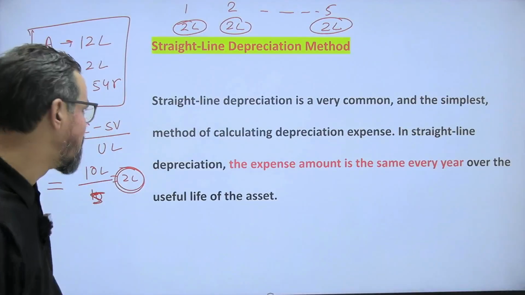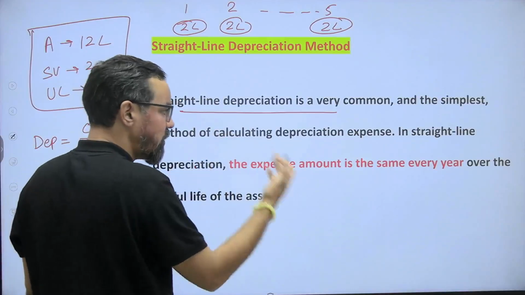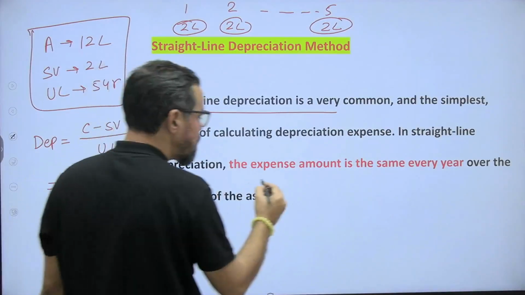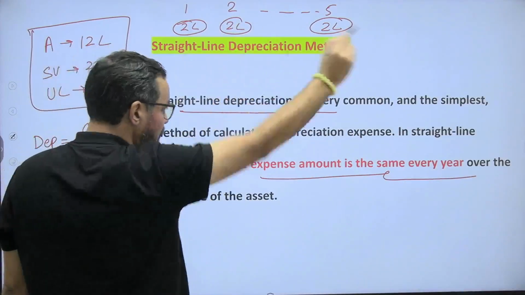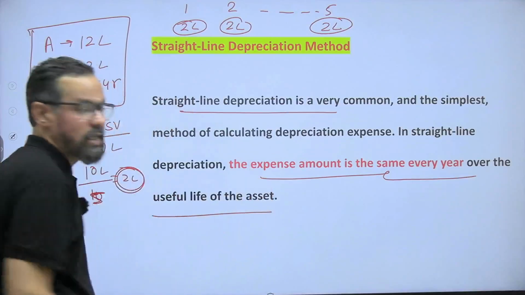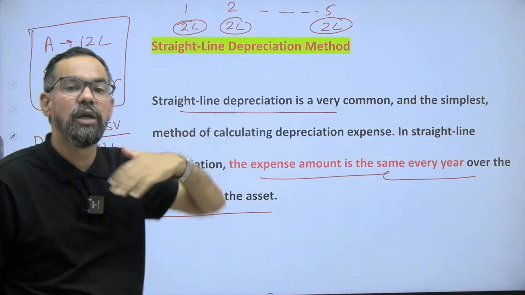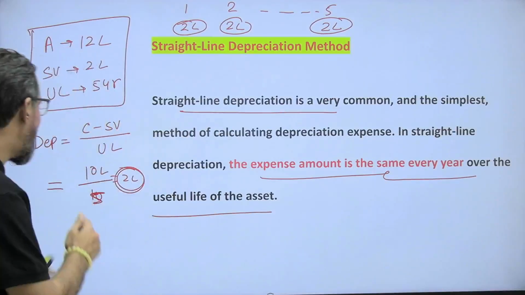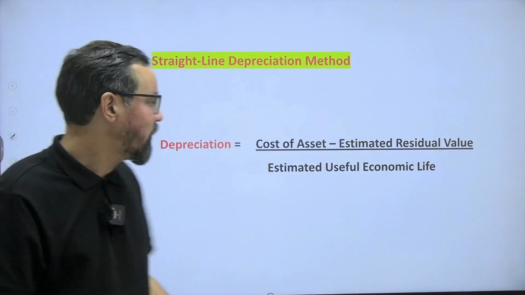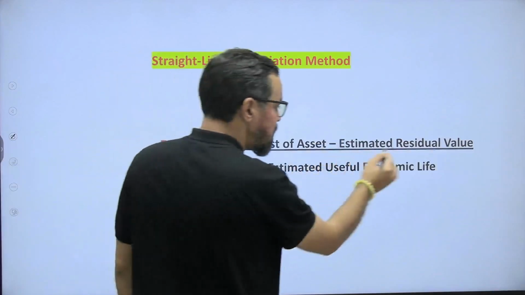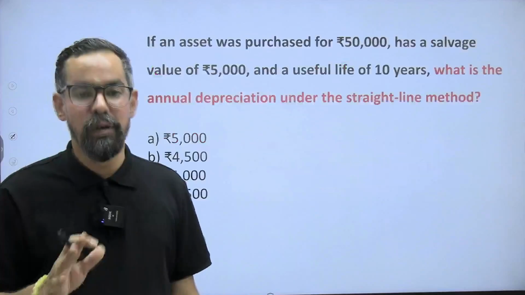Simple one. I hope you understood this. Straight line depreciation is the most common and simplest method to account depreciation expense. In straight line depreciation, the expense amount is the same every year, 2 lakh, 2 lakh, 2 lakh, over the useful life of the asset. So every year we are accounting depreciation of 2 lakh rupees till the end of the useful life of that asset. You just have to remember this formula and you will be able to solve this, right? Very simple. Understood? Cost minus estimated residual value divided by useful economic life. That is the formula.